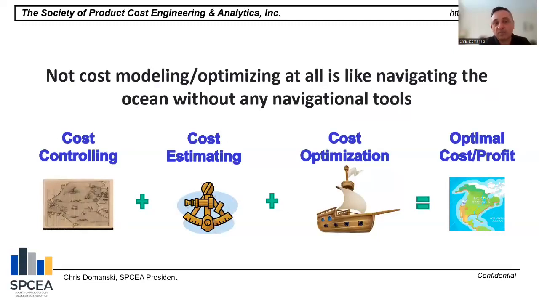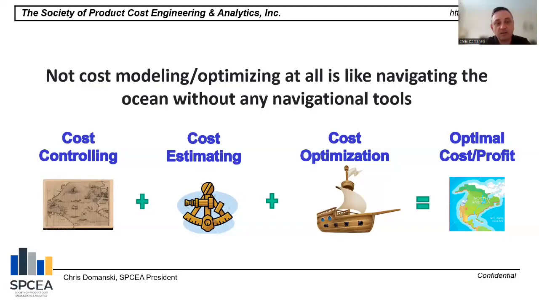Not cost modeling and optimizing, to me, is like navigating the ocean without any navigational tools. And this is something that I think Doug Higgs made reference to, comparing it to navigating. But I totally agree with it. This is how I see it: if you're not doing it, then you're basically sending your crew out into the ocean without giving them any tools to reach their objective.